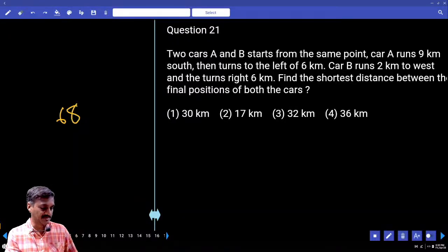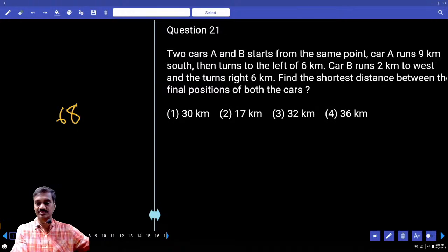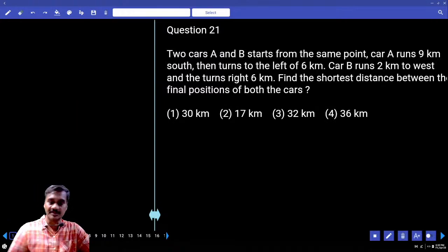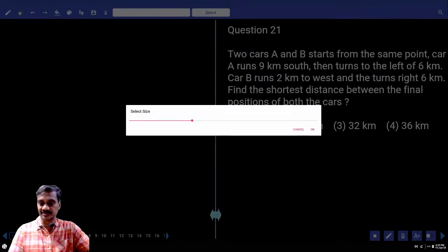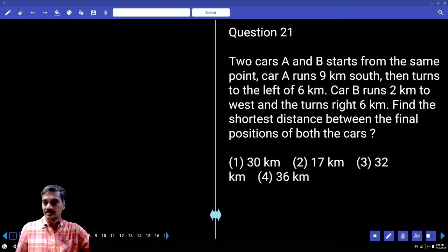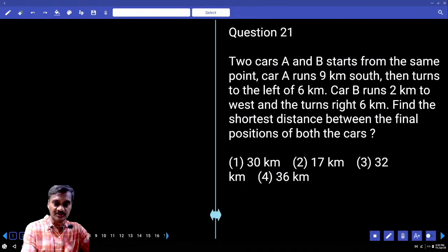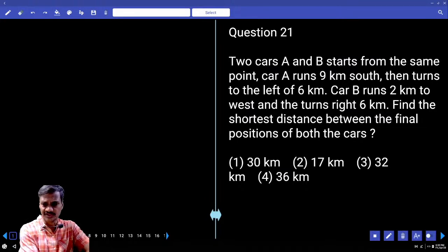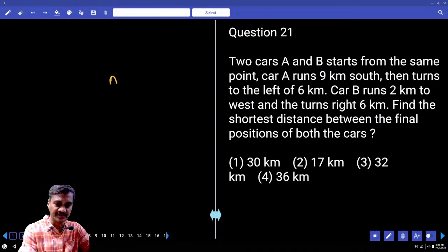SSC MTS paper number 68, question numbers 21 onwards. In question 21, two cars A and B started from the same point.